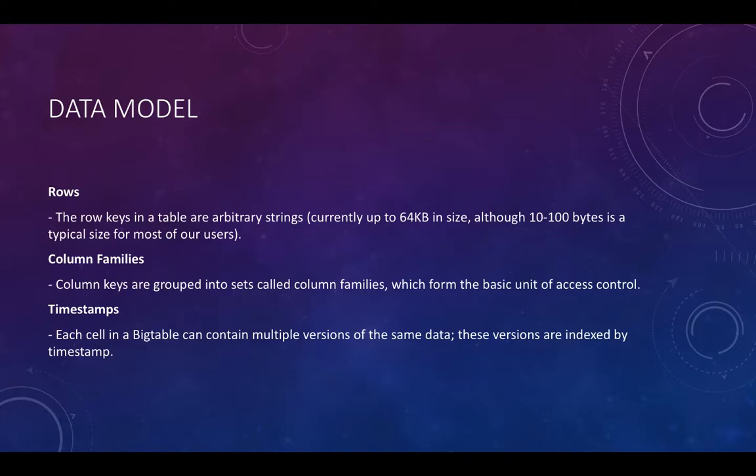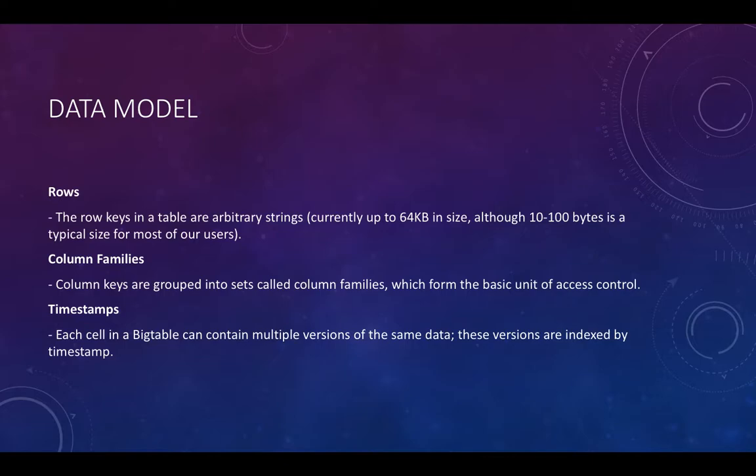The column keys are grouped into sets called column families, which form the basic unit of access control. All data stored in a column family is usually of the same type, and the family must be created before data can be stored under any column key in that family. After a family has been created, any column key within the family can be used. What's more, family names must be printable, but qualifiers may be arbitrary strings. In addition, access control and both disk and memory accounting are performed at the column family level.